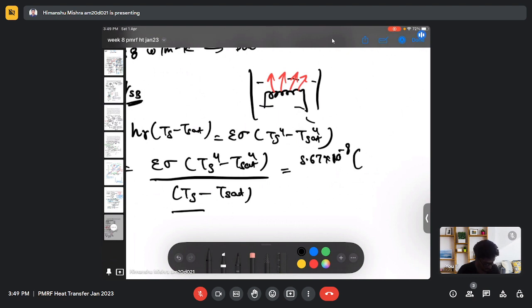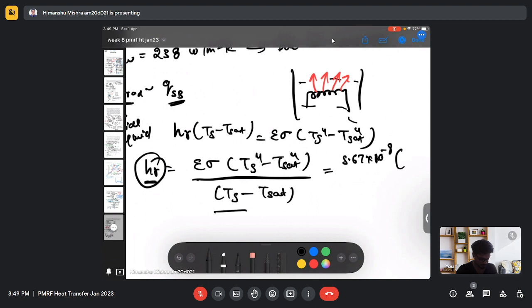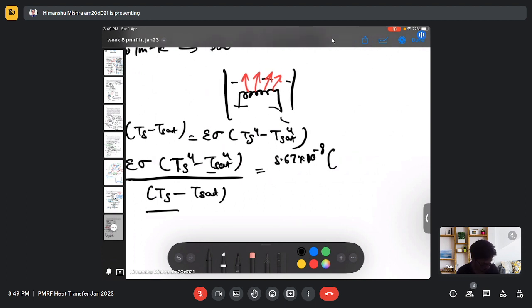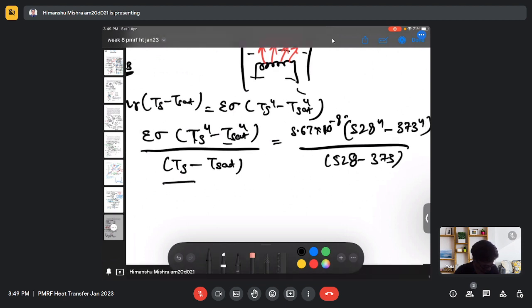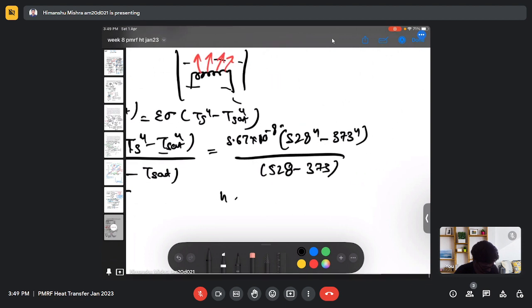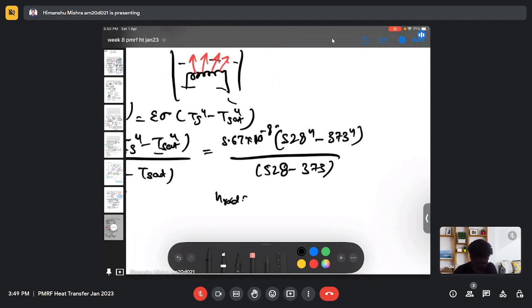and the surface temperature. So here, to find the heat transfer coefficient from radiation, we need to use the temperature in Kelvin. So I will be writing the temperature in Kelvin. So this is my surface temperature in Kelvin, and this is the saturation temperature in Kelvin. So on calculating this, the heat transfer coefficient due to radiation will be 21.3 watt per meter square Kelvin.